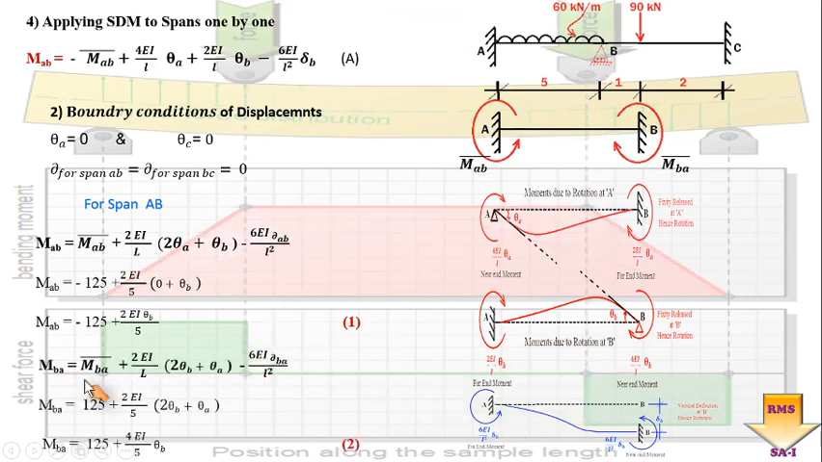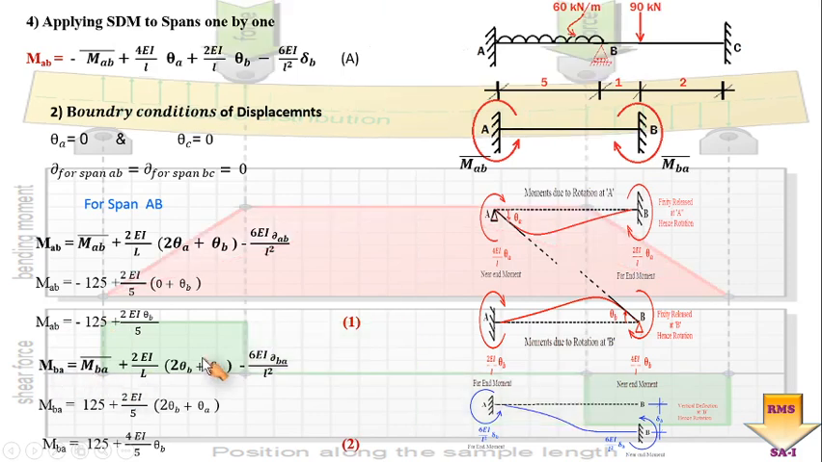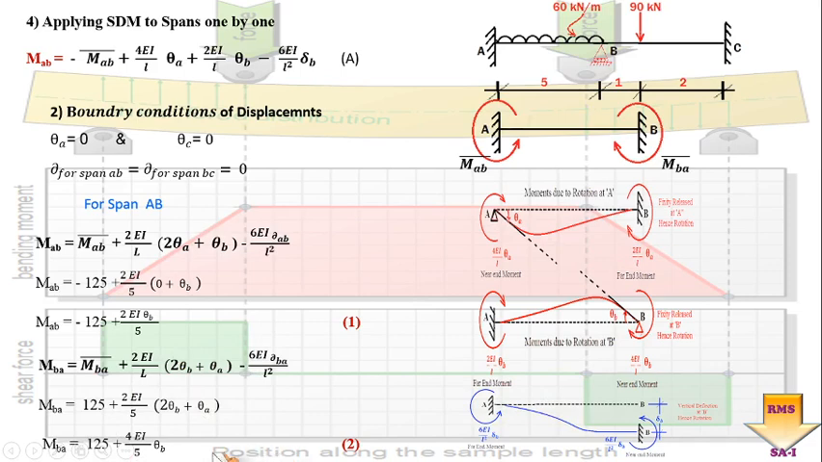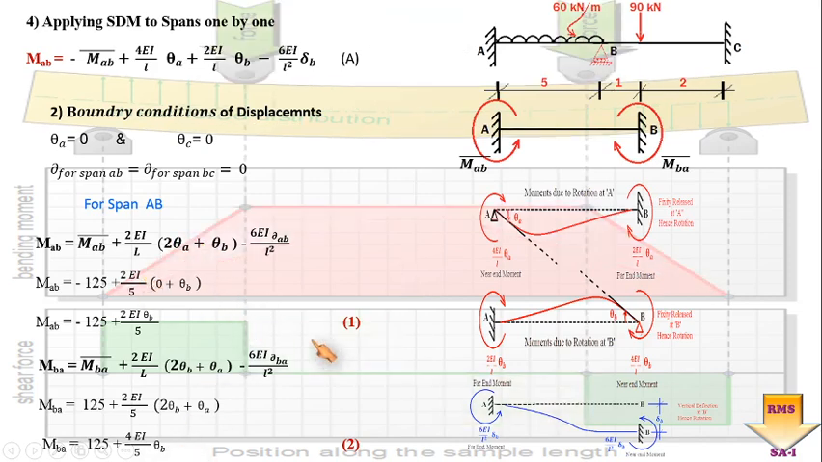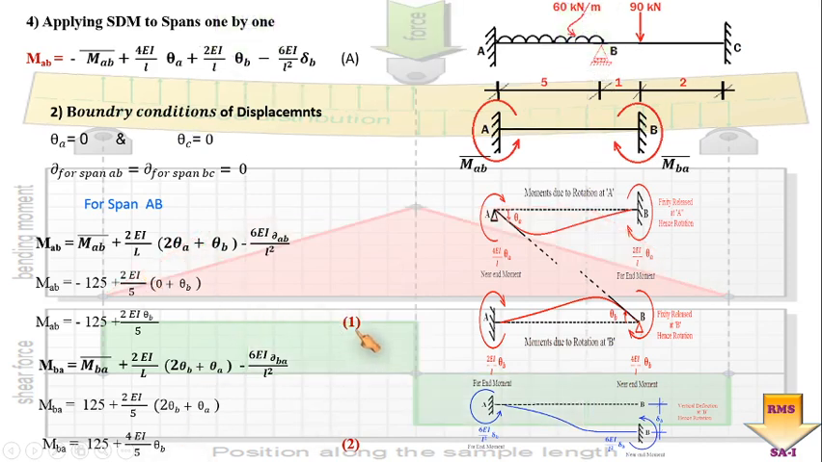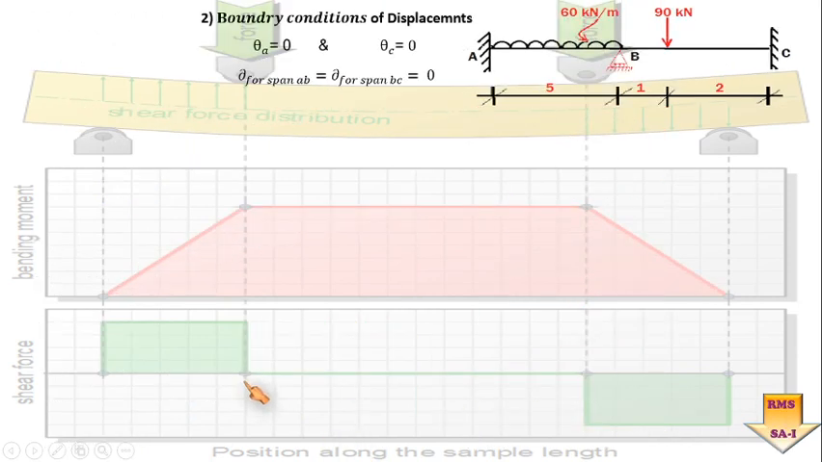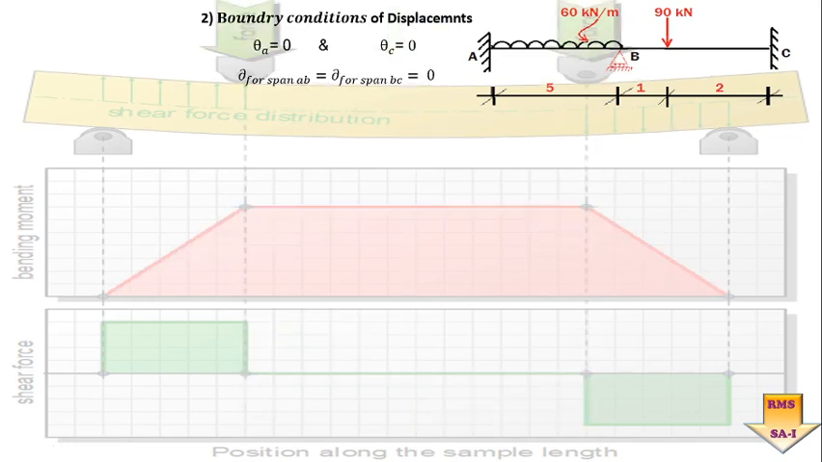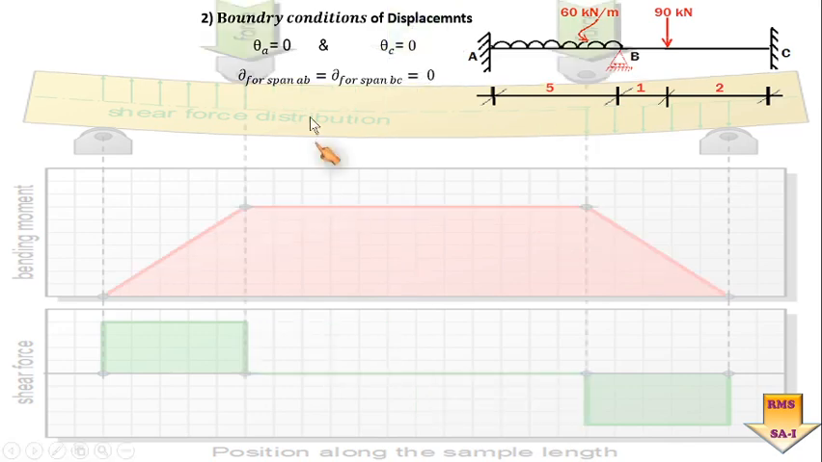Similarly, for the next end moment MBA, back substituting the boundary conditions, we got a simplified equation number 2. MBA is equal to 125 plus 4EI by 5 into theta B. So we got for the first span two equations, equation number 1 and equation number 2. Is it okay? Similarly, let us work out the next span, that is BC. Already we have worked out the boundary conditions and they are mentioned in this particular slide here.